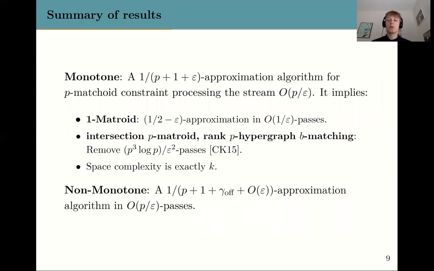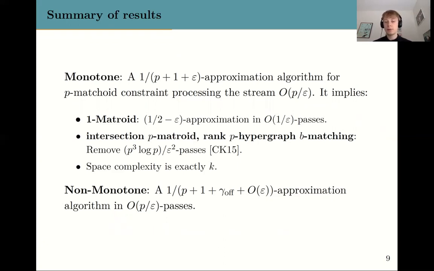We get a 1 over p plus 1 approximation algorithm for p matroid constraints, processing the stream p over epsilon times. And from this result, we directly get a 1/2 approximation in 1 over epsilon passes, which we already knew. For some constraints that fall between matroid and p matroid, such as intersection of p matroids, rank p hypergraph b-matching, we remove a log p cubed log p dependence, and our algorithm is actually space optimal, storing exactly k elements.